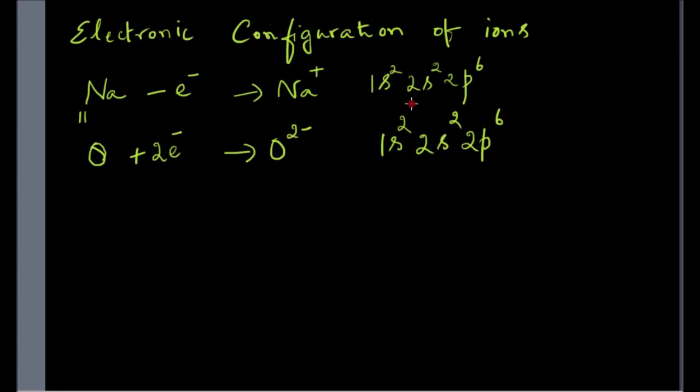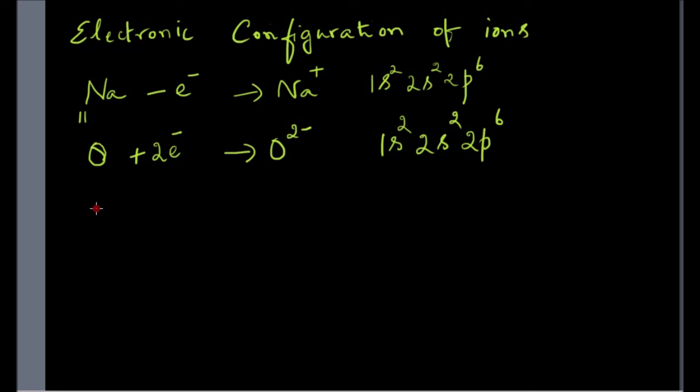Is that clear? Now remember, neon has the configuration of 1s2, 2s2, 2p6. So sodium, when it loses an electron, it gets the neon configuration. Oxygen, when it gains 2 electrons, it gets neon configuration. This is how you have to write the electronic configuration of ions. You have to carefully calculate the number of electrons present in the ion, either by adding the number of electrons or subtracting the number of electrons. You have to know the exact number of electrons in the ion and then write the configuration for the ion.